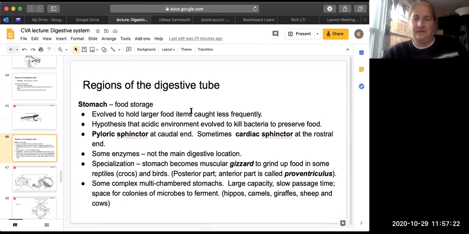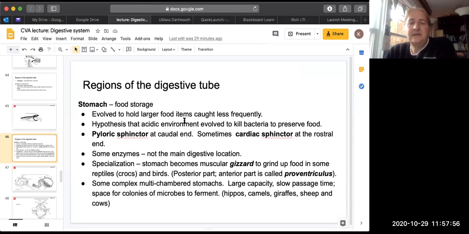The stomach. Okay, so as I was mentioning a minute ago, the stomach is for food storage. That region of the gut evolved so that you can hold larger food items caught less frequently, so that you could digest and make the best use of your capture item, right? Without having to capture constantly. So you can hold larger food items and then slowly digest them.